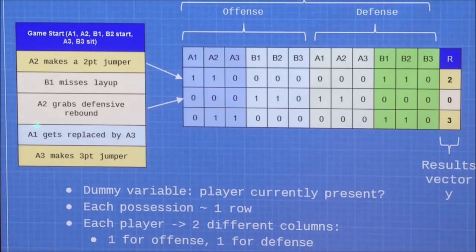And then player A1 gets replaced by player A3, which will lead to this made jumper by A3. The dummy variable for A1 is not activated anymore since he's not on the court anymore, but A2 and A3's dummy variables are still activated, while for defense the picture hasn't changed.